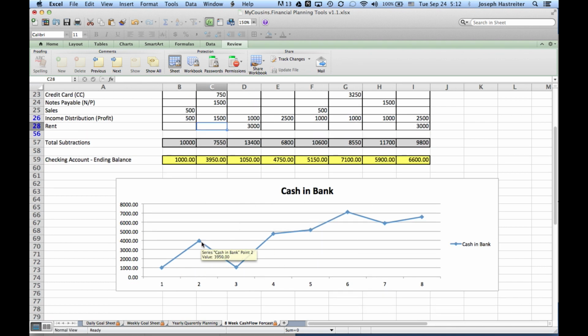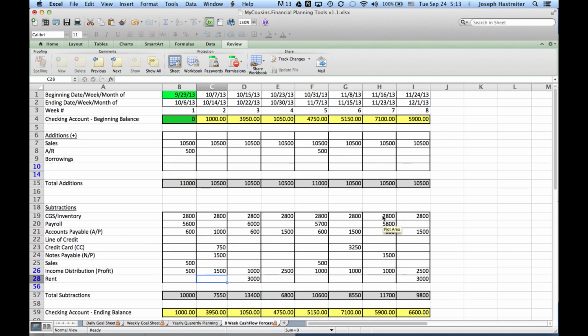Again, you can see the graph down here. We want to see this climbing up over time. You can notice it dipped here in week 3, but other than that, it was pretty consistently climbing up. Or we want it to hold steady. Either way, hopefully it's just climbing up over time. So that is how to do an 8-week cash flow forecast. Again, the idea is to help you better project your ending cash flow balance.